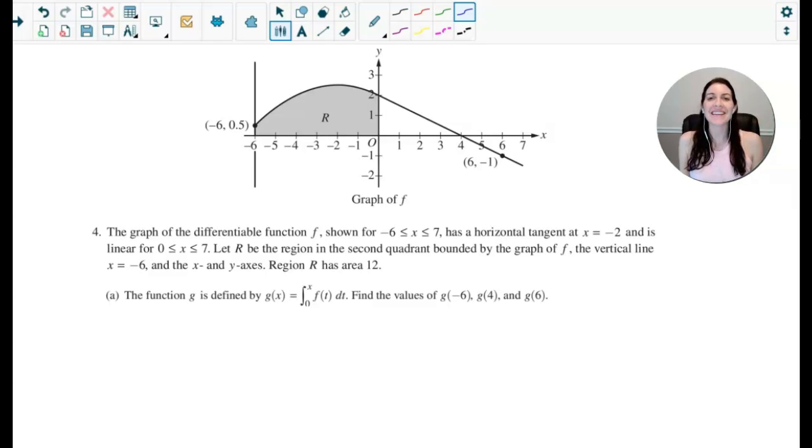Hello everyone, here is FRQ number 4 from the 2024 AP Calculus AB and AP Calculus BC exams.